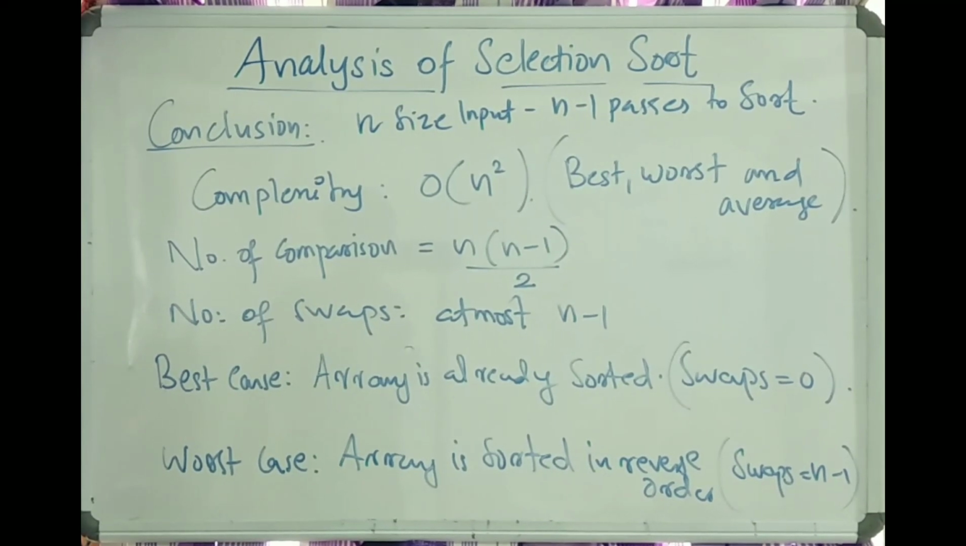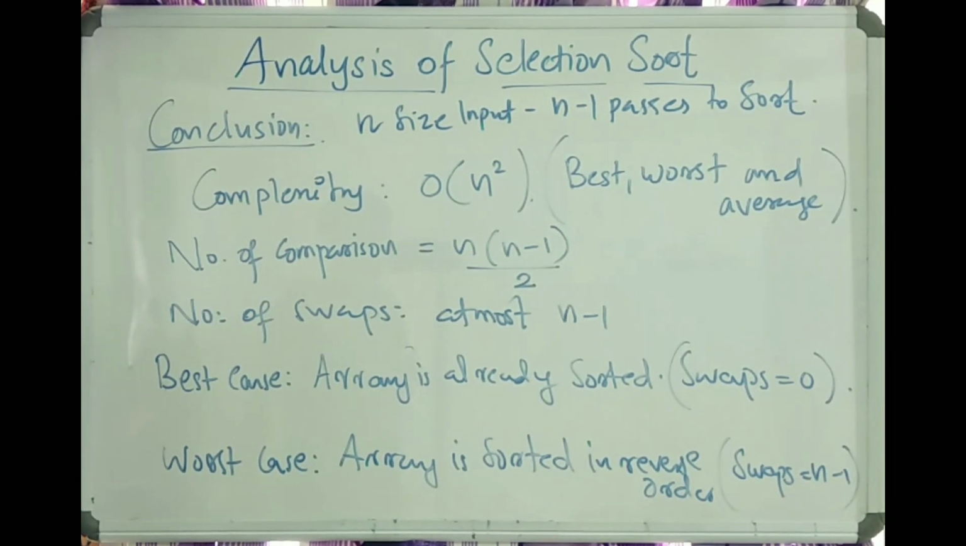This is the conclusion for the analysis of selection sort. For an n size input, we will have n minus 1 passes to sort the entire array using selection sort. The complexity is always big O of n square, whether it is best case, worst case or average case. The number of comparisons is n into n minus 1 by 2. The number of swaps is at most n minus 1, because we have n minus 1 passes. In each pass we will have either 1 swap or 0 swap.